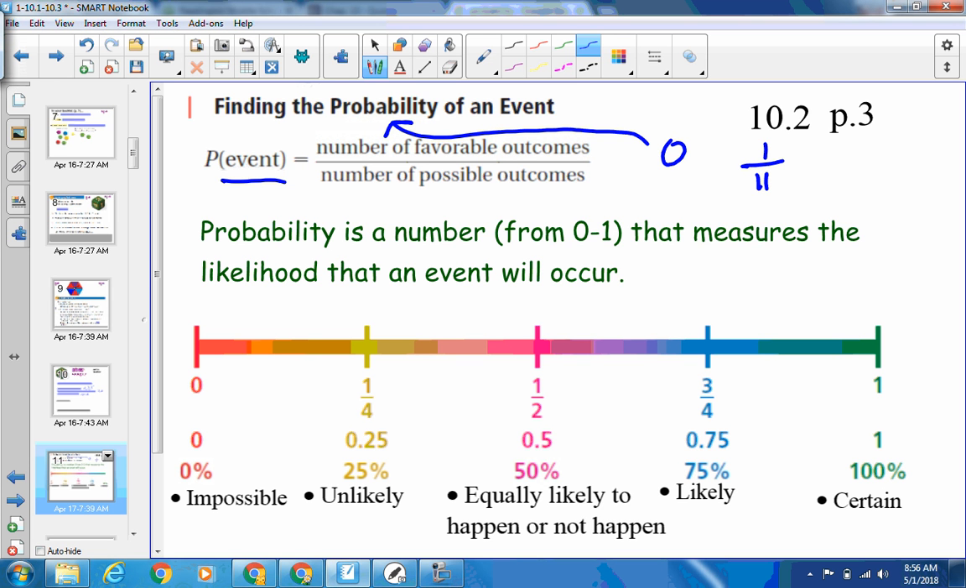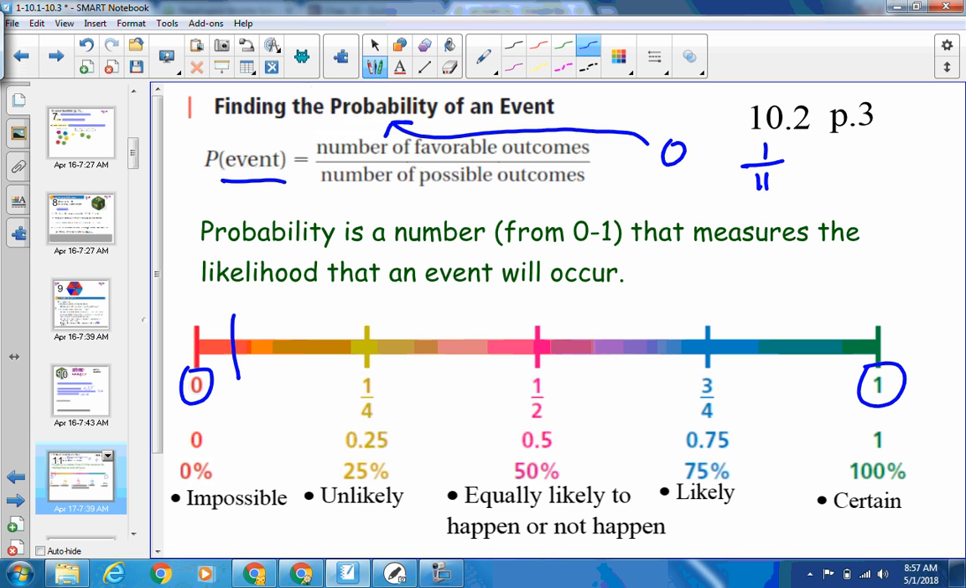So probability, if you write this down please, is a number from 0 to 1 that measures the likelihood that an event would occur. So with my example of choosing an O, 1 out of 11 is unlikely. If you look at our scale here, 1 out of 11 would kind of fall here. So it's very unlikely. Something that's impossible would be a 0 probability, and something that's certain to happen is a probability of 1 or 100%.